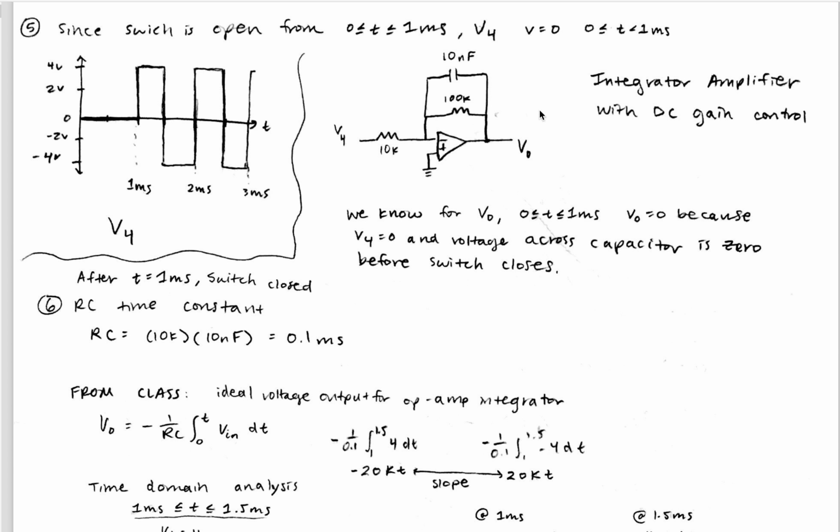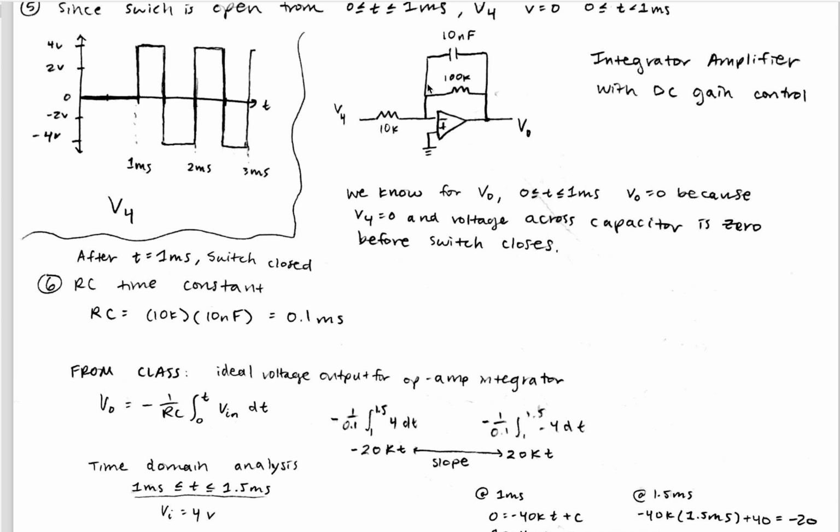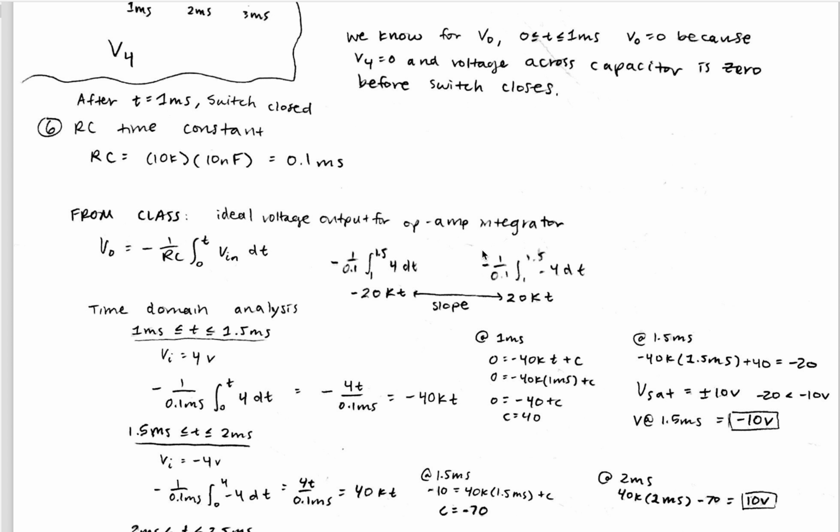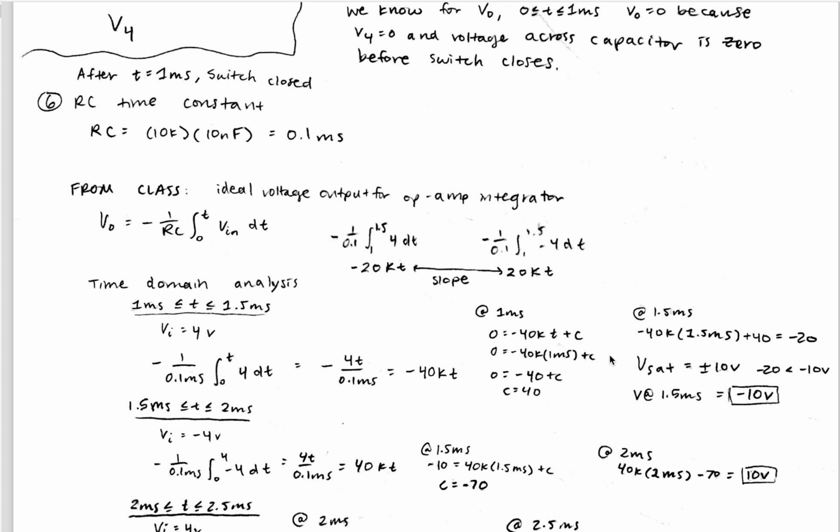And so now we are looking at the integrator amplifier with a DC gain control because of this resistor. We notice the configuration of the capacitor and resistor, so that's how I know it's an integrator. And from 0 to 1 millisecond, V out is equal to 0 because V4 during this first millisecond is equal to 0, and the voltage across the capacitor is 0 before the switch closes, which was mentioned in the problem. So now we just have to look at after t equals 1 millisecond, when the switch is closed, what the graph will look like.